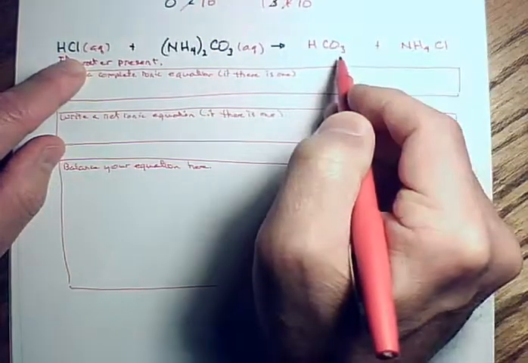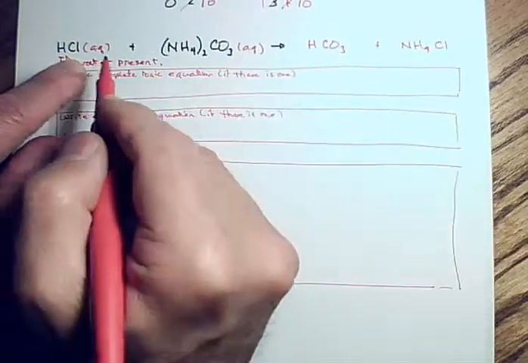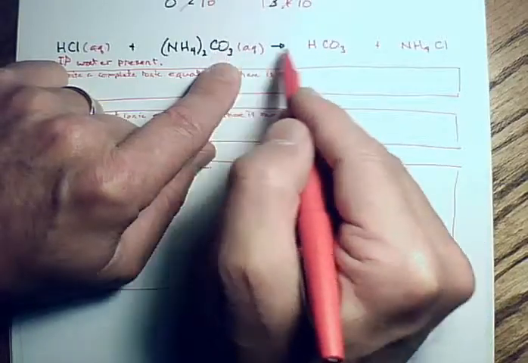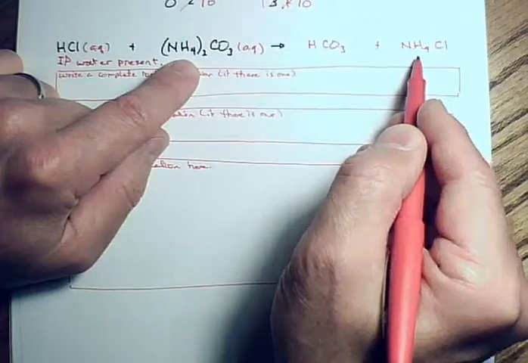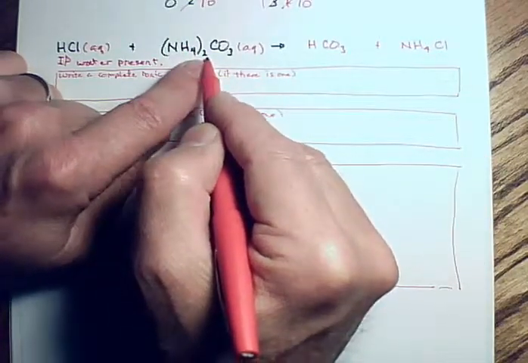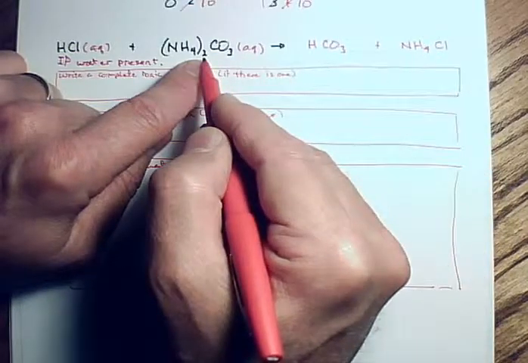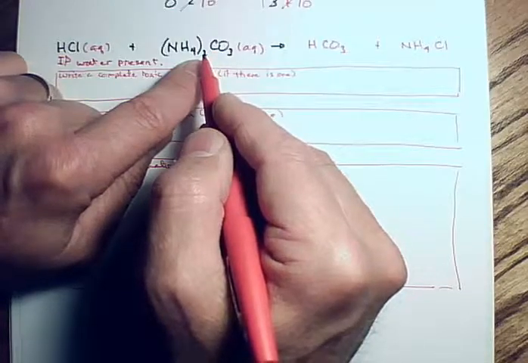So now the subscripts only travel if they're part of a polyatomic ion. This subscript traveled to here because that's part of the polyatomic ion carbonate. This 4 subscript traveled over here because it's part of the polyatomic ion ammonium. But this subscript 2 here did not travel. It's not part of a polyatomic ion. It's counting the number of polyatomic ions, but it's not part of the polyatomic ion.